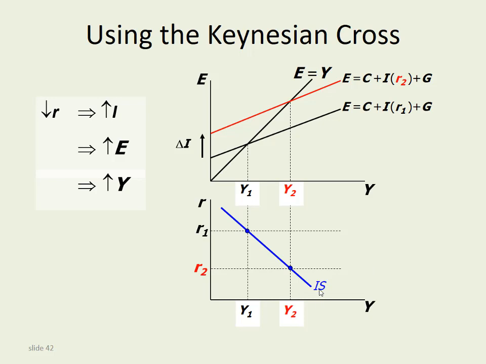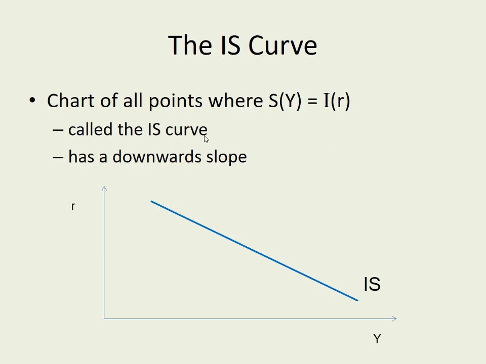And because this line here shows you all the combinations of R and Y where investment is equal to saving, it's called the IS line. So the IS curve. It's got a downward slope for that reason.